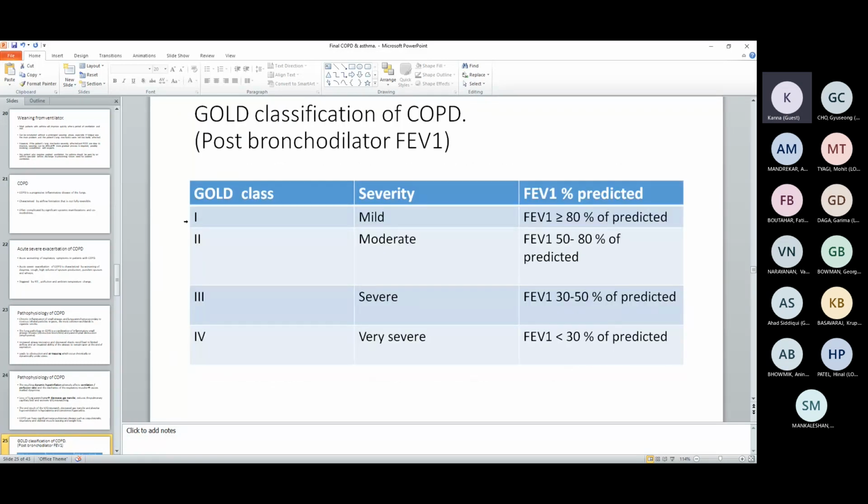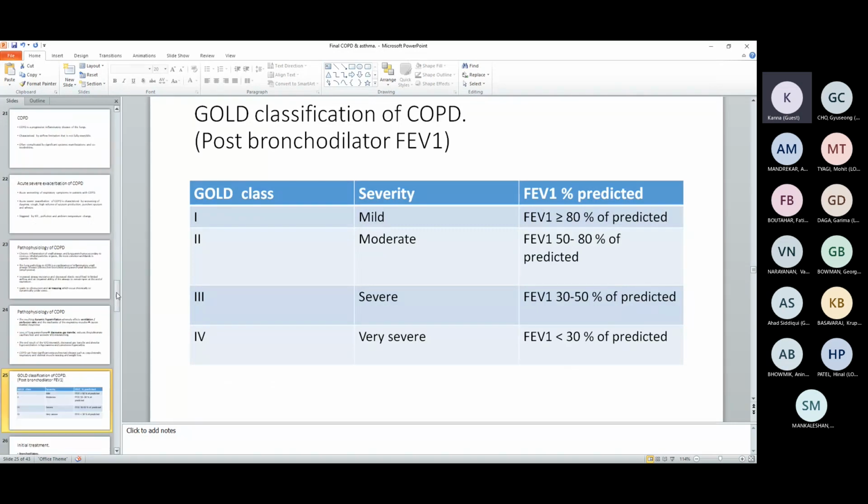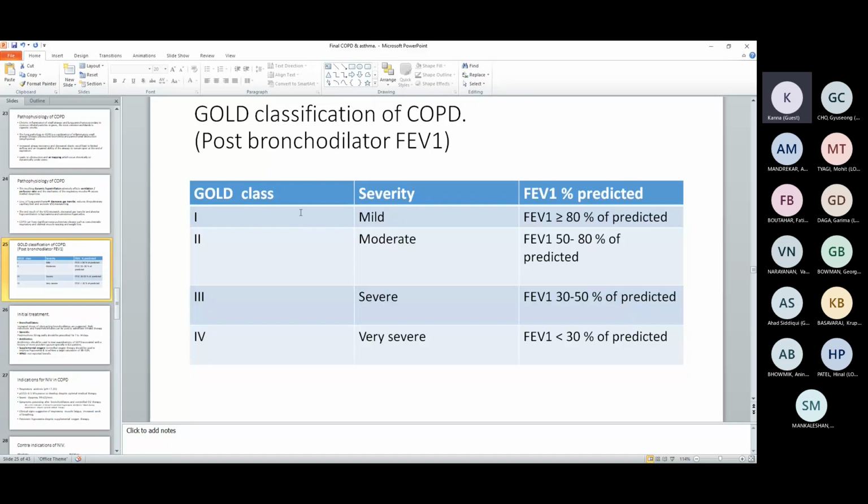So this is the GOLD classification of COPD depending on the post-bronchodilator FEV1. Depending on the severity, it is classified from mild to severe. In mild disease, the FEV1 is more than 80% of the predicted value, in moderate it's 50 to 80%, in severe disease 30 to 50%, and in very severe disease it's less than 30%.